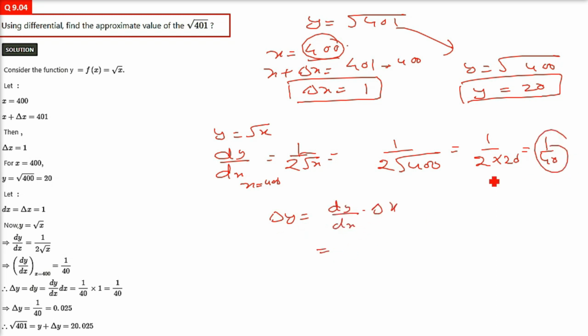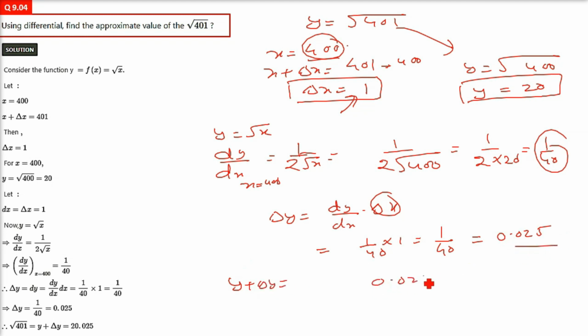dy by dx is 1 by 40 and delta x was 1. So you get 1 by 40, that is going to be 0.025. Now y plus delta y you need. Y was already computed, it is 20 and this delta y was 0.025. So when you add this 20 with 0.025, you get under root 401 as 20.025.